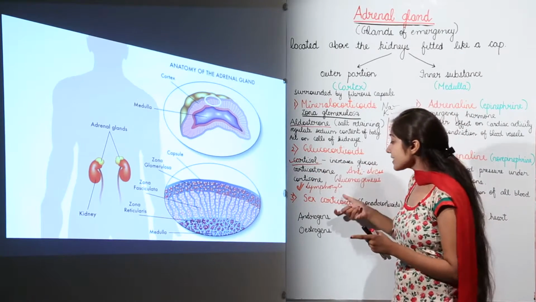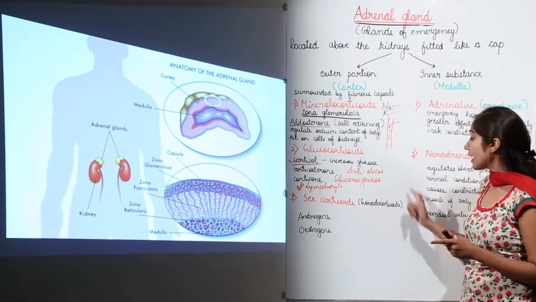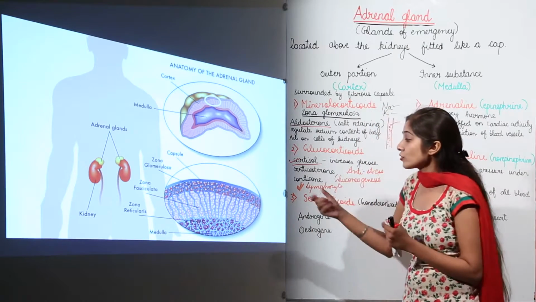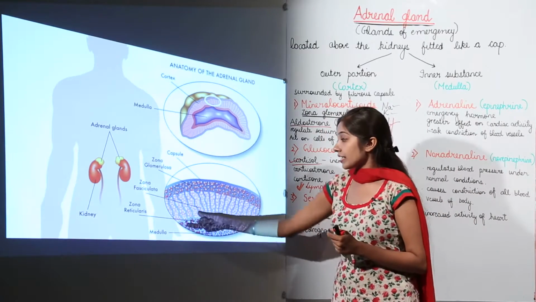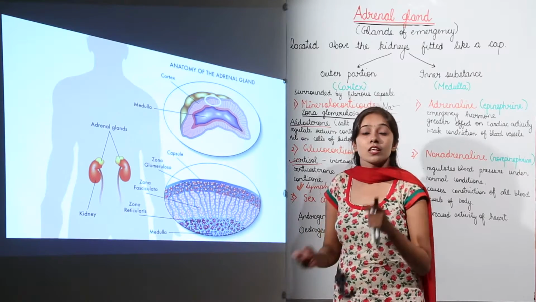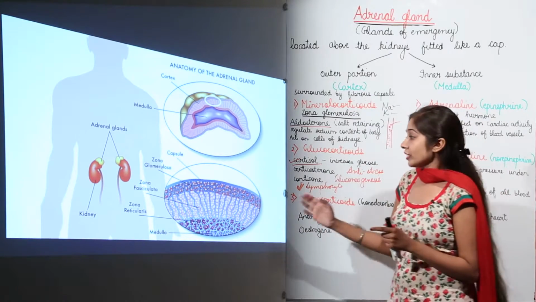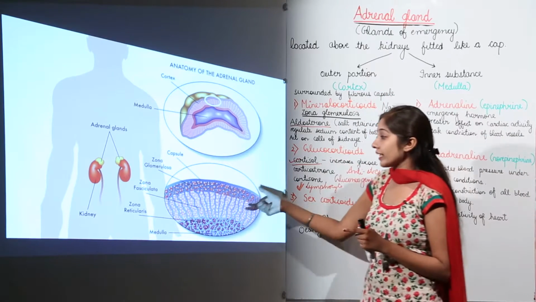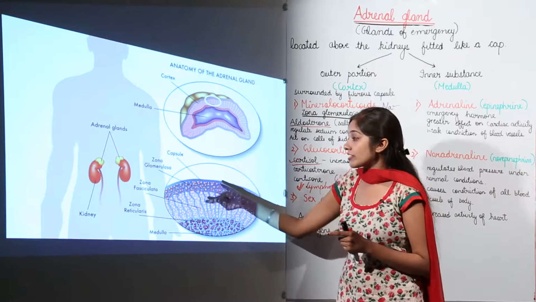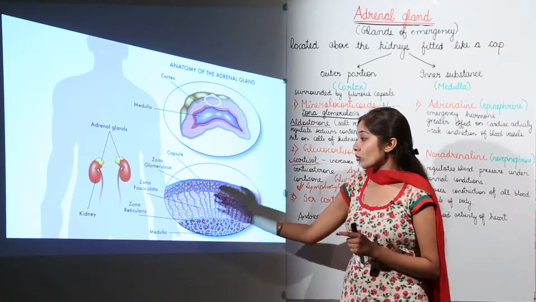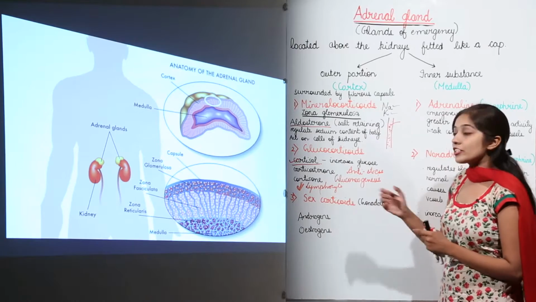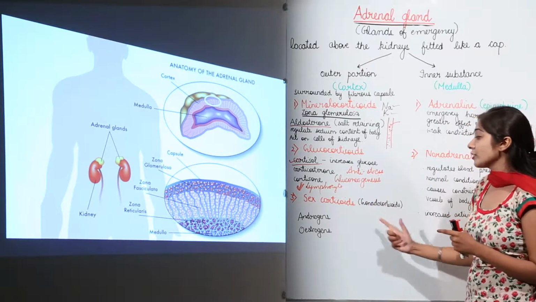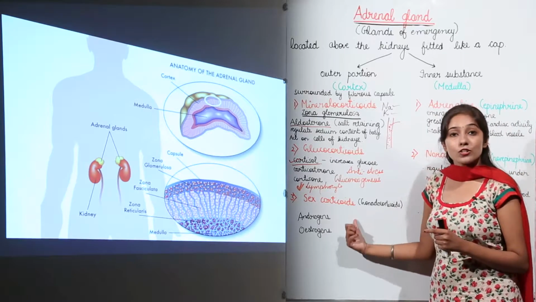Next type we have the sex corticoids or the gonadocorticoids. So which zone is going to secrete these gonadocorticoids? This zone is the zona reticularis, which forms only 7% of the whole adrenal cortex, right? So the major part of the adrenal cortex is taken by the zona fasciculata and the least by the zona reticularis. So the zona reticularis cells are going to release and secrete the gonadocorticoids.